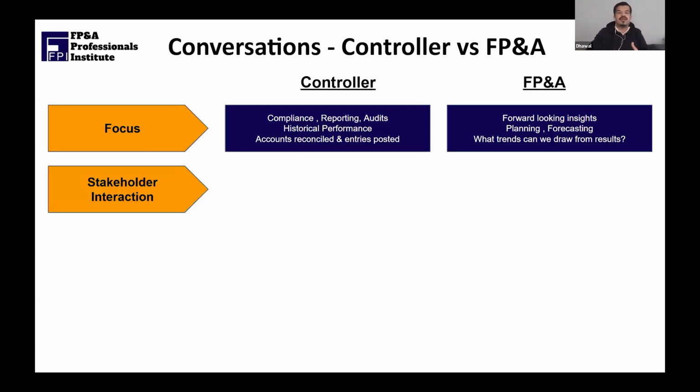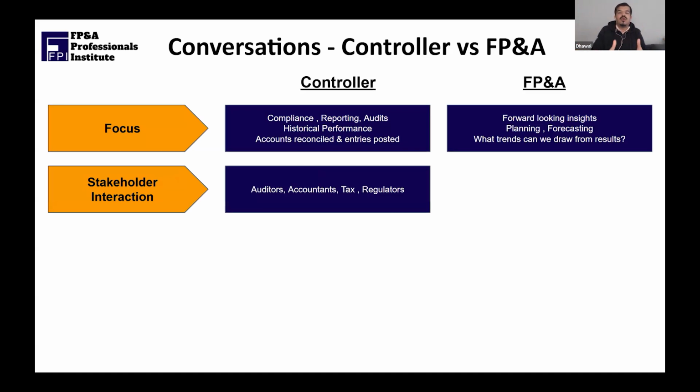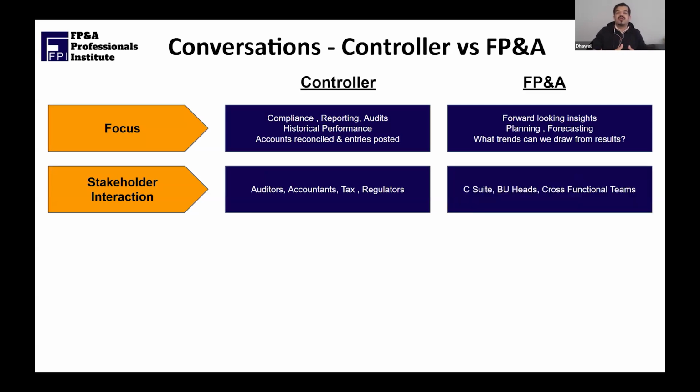What is the stakeholder interaction? Who do you interact with? In the controller role, your normal stakeholders are your auditors, your accountants, your GL teams, your tax teams, your regulators. All of these people are your regular set of interactions. As opposed to that, in FP&A, it's your C-suite. It's your CEO, the CTO, the marketing director, the business unit heads, right? The cross-functional teams, the HR head, all of these people you interact with.